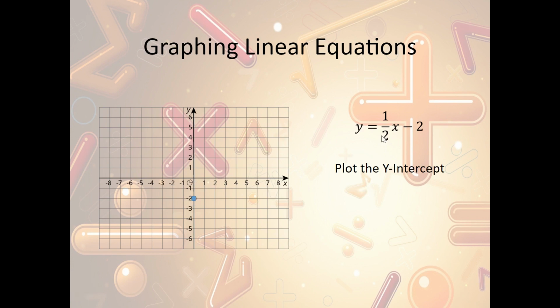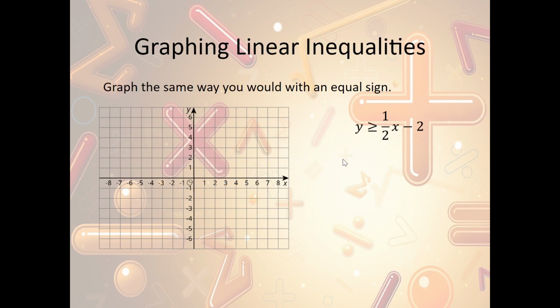Then I'm going to use the slope to plot the second point. So this tells me I'm going to go change in y of 1, so I'm going to go up 1, change in x of 2, so I'm going to go to the right 2, so up 1 to the right 2, and I plot my point there, and then I connect the dots, and now I have a linear equation that's been graphed. Now how does this apply to inequalities?